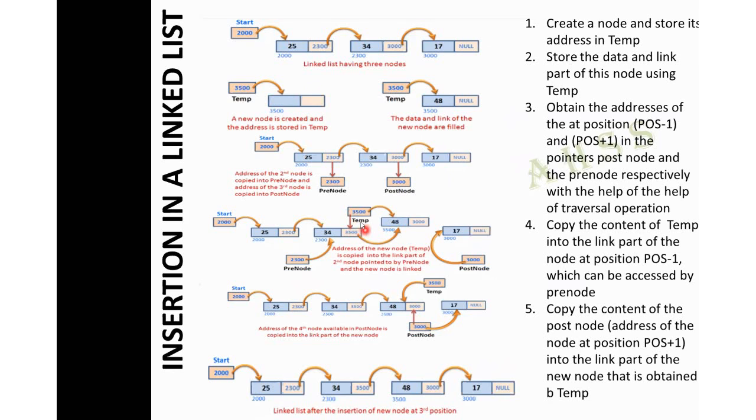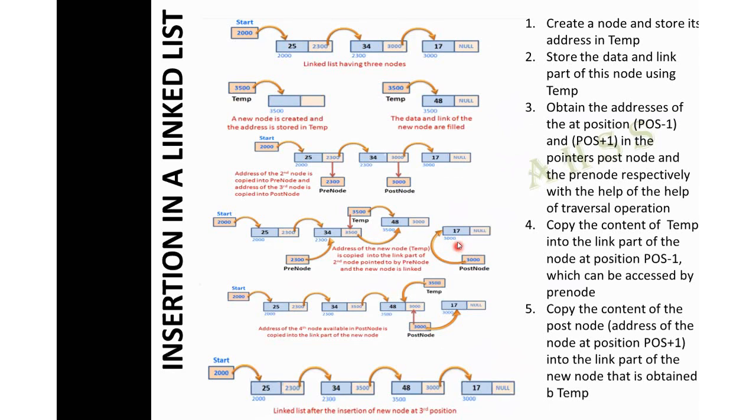In 34 we will put it over here. What was it in 34? It was 3000. Now instead of 3000, we have put 3500, that is, the address of 48 is placed over here. Now, which address should come in 48's address part? The address of the next node, 17. The node value 17's address has to be placed in 48.